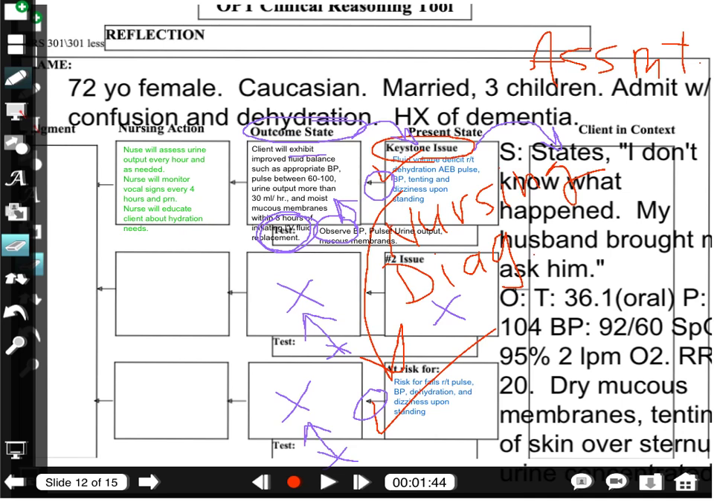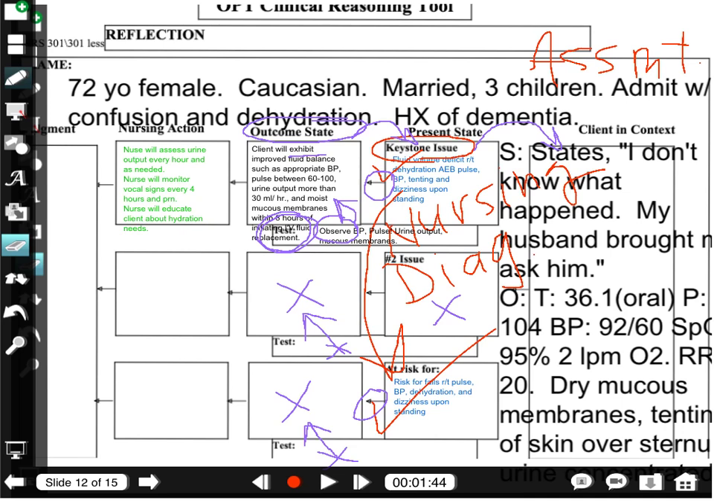And at this point in this presentation, you can see how we have started out with assessment data, clustered that data into meaningful patterns, arrived at a nursing diagnosis, fluid volume deficit. From that nursing diagnosis, created an outcome that is SMART. And then from that outcome, developed nursing actions or nursing interventions that will help the client achieve the outcome.